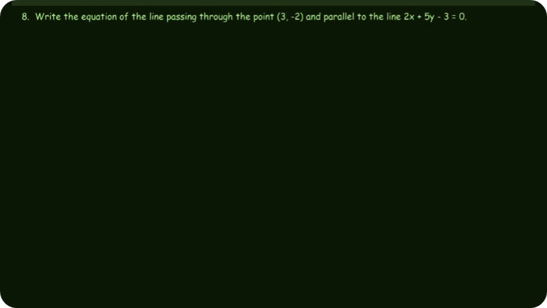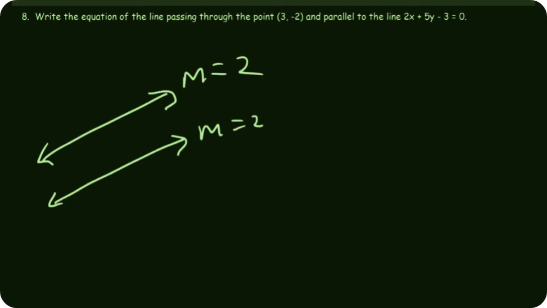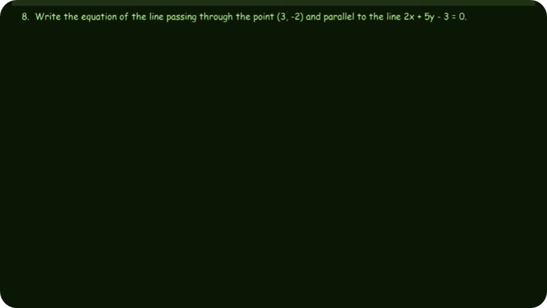Number 8, write the equation of the line passing through the point 3, negative 2, and parallel to the line 2x plus 5y equals 3. Then the slope of the other line will also be the same. We already have a point that the line passes through. We need to find the slope of this line, which will be the slope of the line of the equation that we are looking to find.